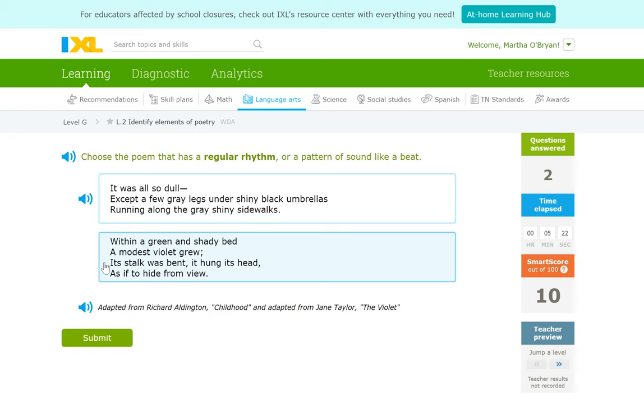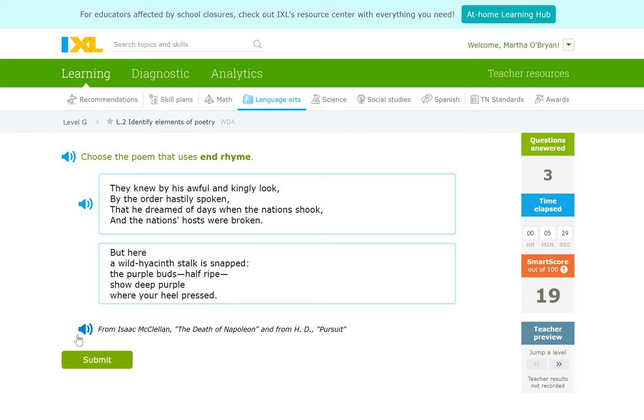Choose a poem that uses end rhyme. This is pretty easy. I just need to look at the end words. Look rhymes with shook. Spoken rhymes with broken. That's definitely end rhyme right there. This one, I see here, snapped, ripe, purple, impressed. Those end words do not rhyme with one another. So it's the first example.